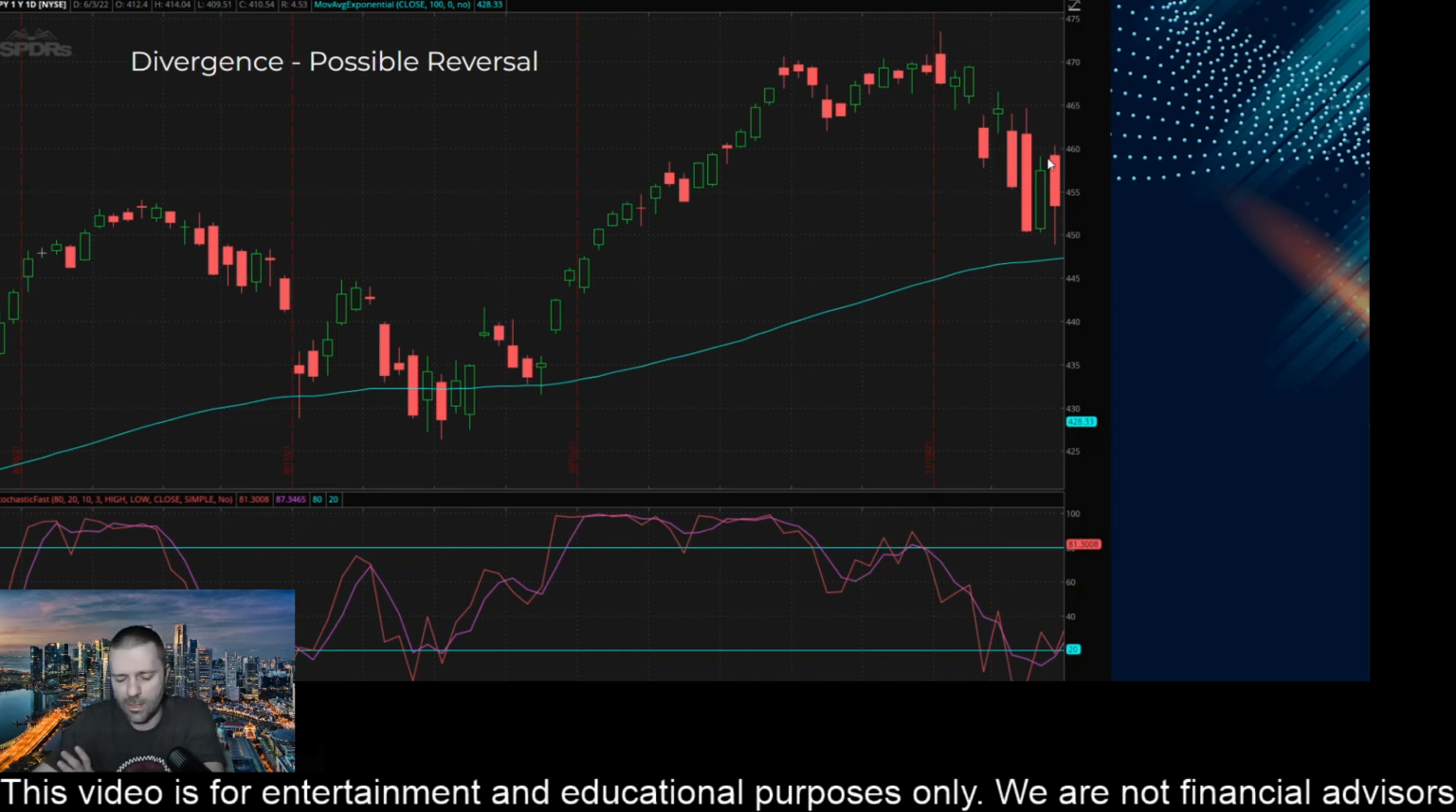So those are several different ways you can use the stochastic oscillator to spot good long or short entries.